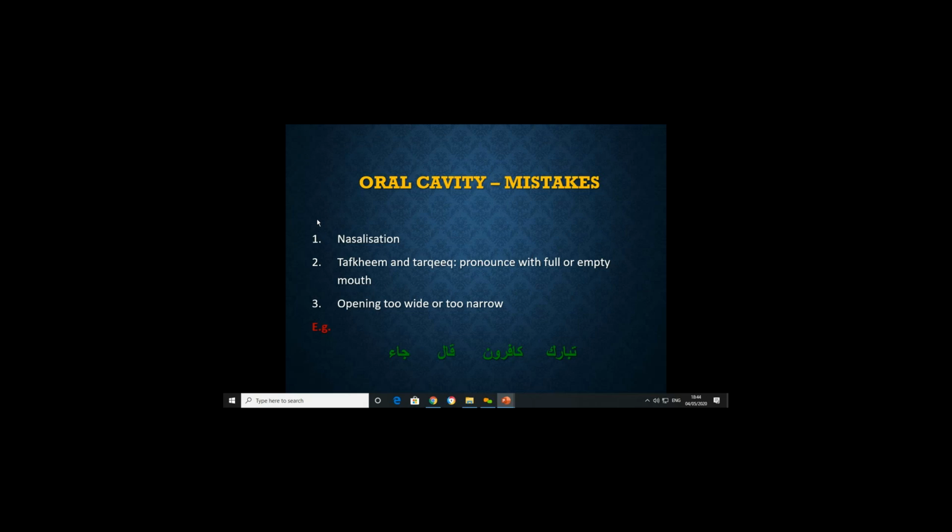And sometimes opening too wide or too narrow. So saying kafirun, so not opening at all or a little bit. Qul ya ayyuhal kafirun. So not opening the mouth properly or opening too much. Qul ya ayyuhal kafirun, tabaraka. That's too much. So don't open too wide and don't open too little. Kafirun, midway. Qala, so qala is heavy. Ja'a, because of Hamza there's mad. So those are the mistakes people can make sometimes.